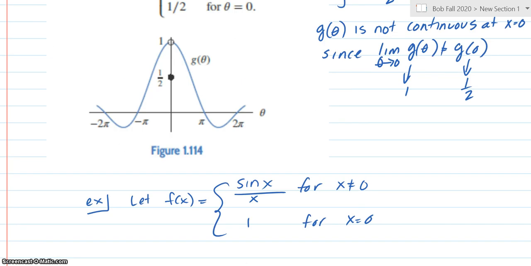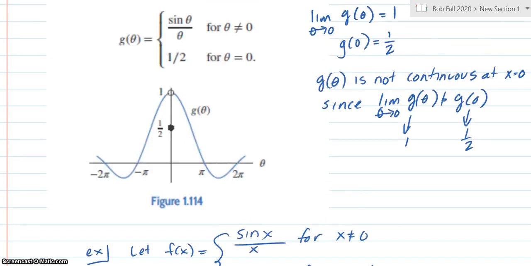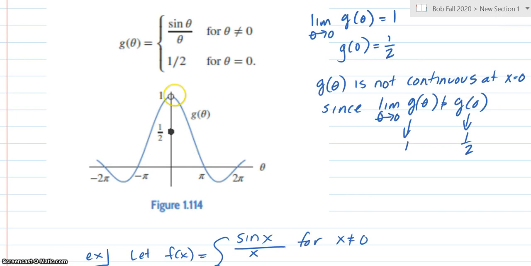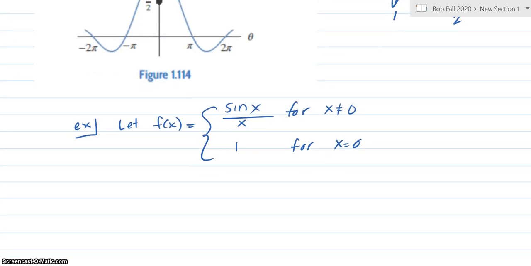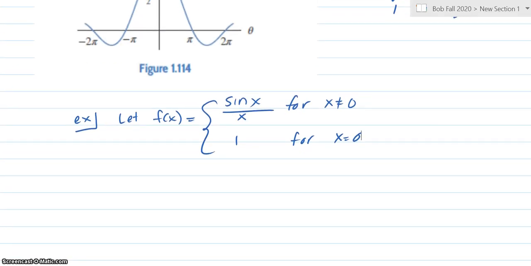What can I do to make this function continuous? Instead of 1/2 here, if I put a 1, plugged up that hole, it would have been continuous. So let's look at this piecewise function. I did just that. This one's going to work, because if I look at the graph, this is the same graph as that with the hole, and then at x equals 0, I'm going to plug up that one.